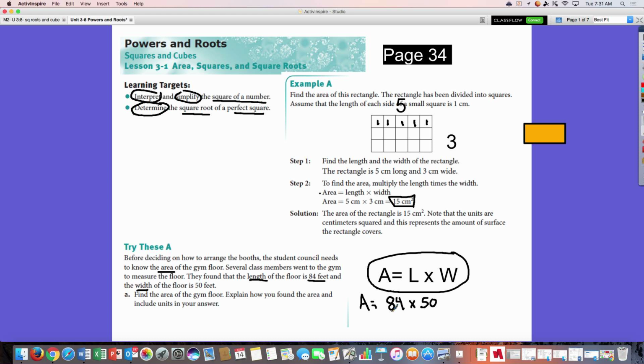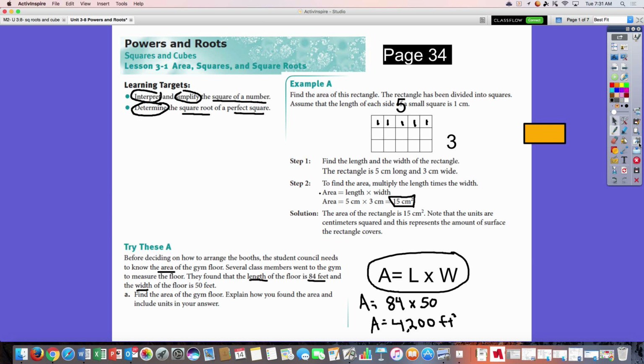And if you put that in your calculator, 84 times 50 equals 4,200 feet squared. And don't forget to square the area. 4,200 feet squared. All I did was take 84 times 50, length times width.